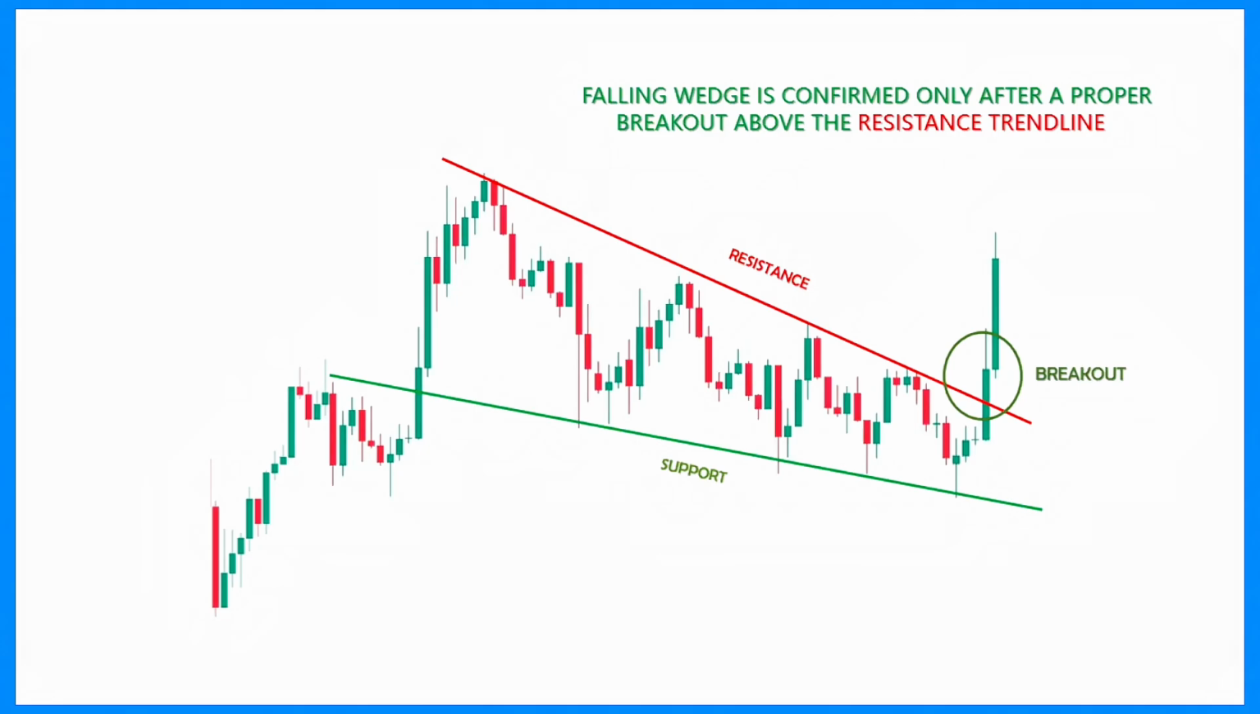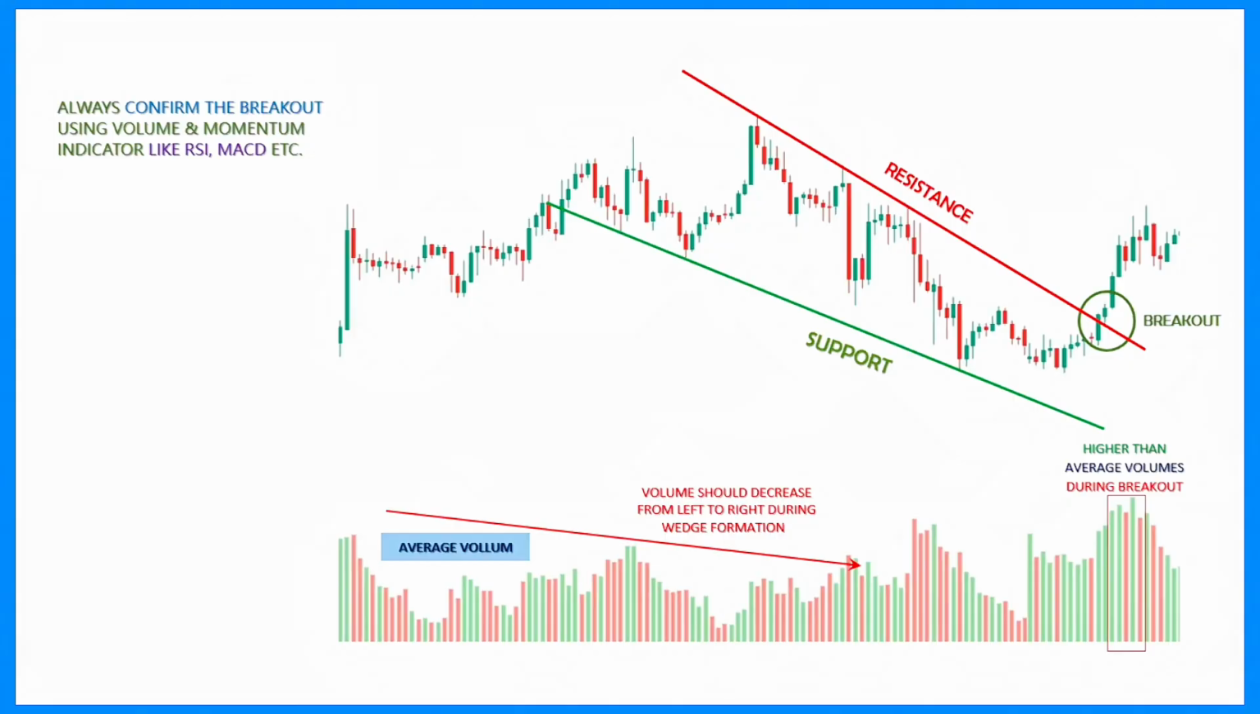And by strength, I mean a convincing breakout where the volume contracts as the wedge narrows and expands sharply when the breakout happens. This shows that market interest is returning and buyers are taking control again. You can also use momentum indicators like RSI or MACD to confirm this shift in strength before entering the trade.